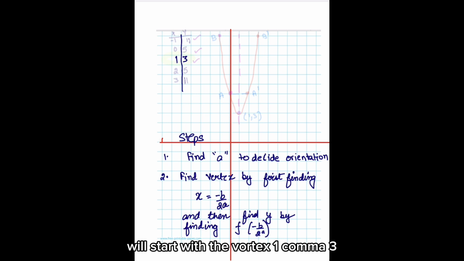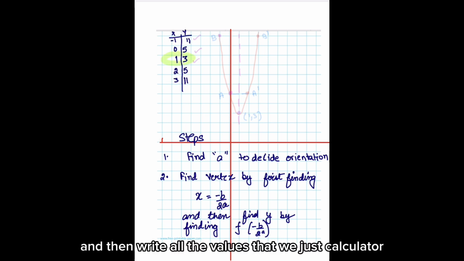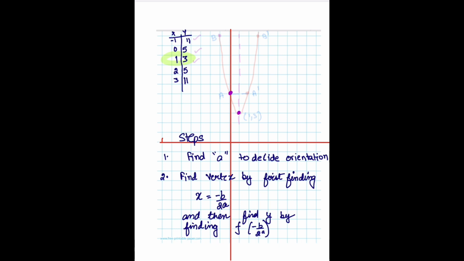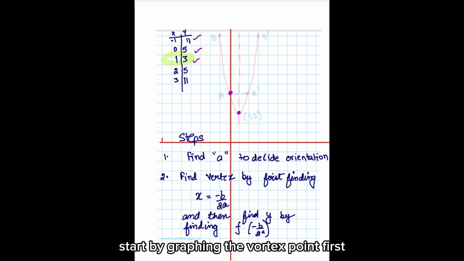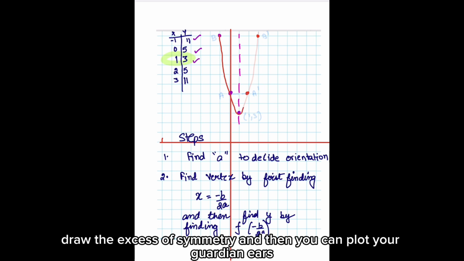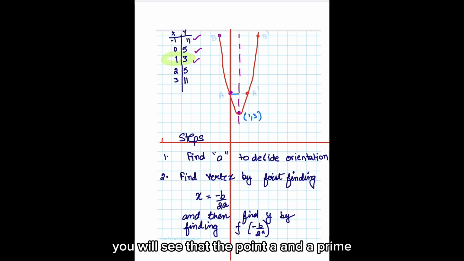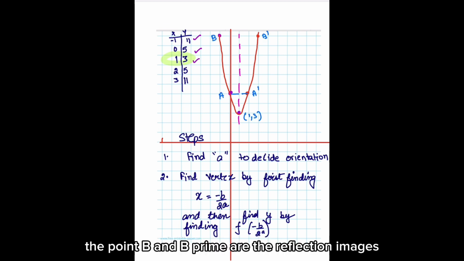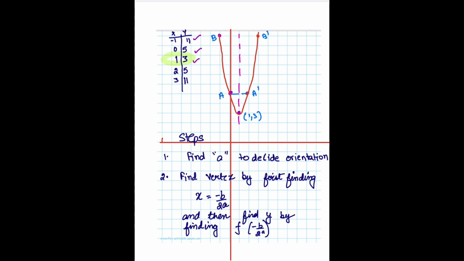So I'm going to write the table again. We'll start with the vertex 1, 3 and then write all the values that we just calculated. Start by graphing the vertex point first. Draw the axis of symmetry and then you can plot your coordinates. You will see that the point A and A prime, the point B and B prime are reflection images.